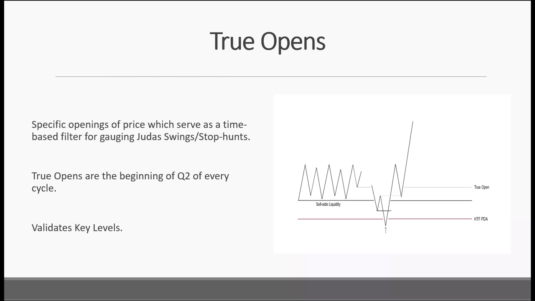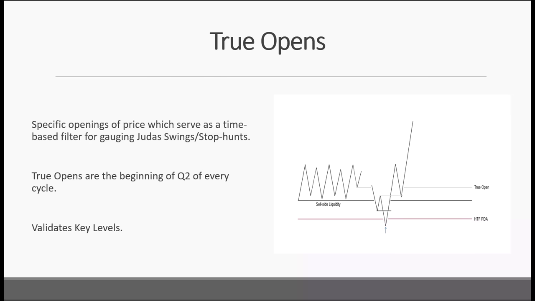It is a simple concept to understand. If you are bullish within a specific cycle, you want to buy below its true open. And if you are bearish within a specific cycle, you want to sell above its true open. This will increase your accuracy tremendously, as key levels usually rest above or below true opens. Every cycle has its own true open.